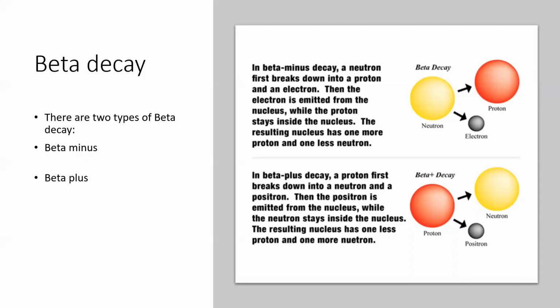In beta plus decay, the nucleus has too many protons and therefore becomes unstable. So a proton breaks down into a neutron. Because a proton, a plus charge, is converting into a neutron, a positron is created. The positron is emitted from the nucleus while the neutron stays inside. The resulting nucleus has one less proton but one more neutron. We will look at beta minus and beta plus decay in much more detail in the next two slides.